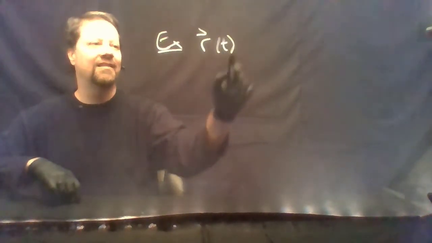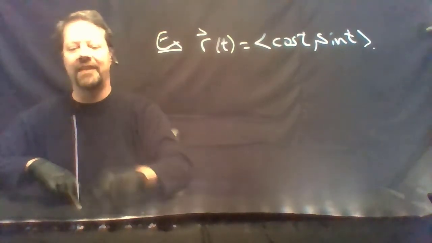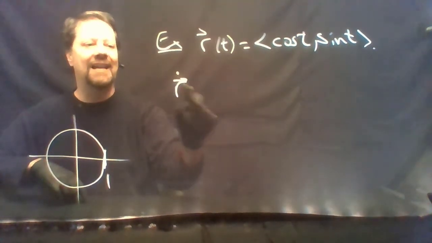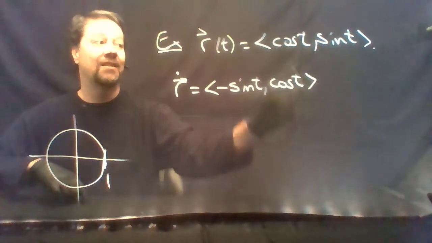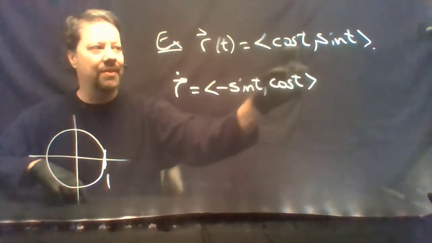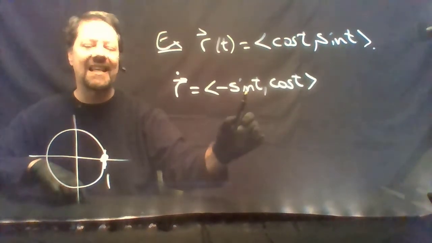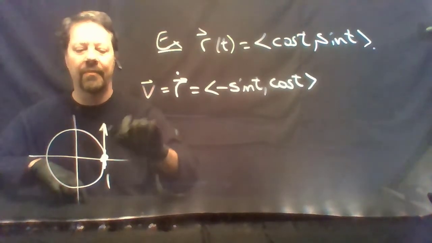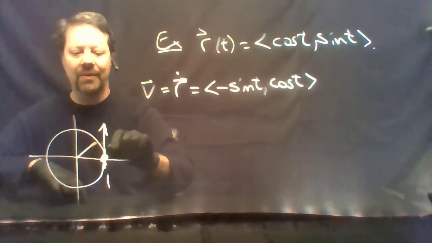Suppose our function is the circle, cosine t, sine t, circle of radius 1. Then what is r dot? Well, it's minus sine t, cosine t by the last theorem. Now let's think about this. At t equals 0, the position vector is 1, 0. That puts us right here. But at t equals 0, the velocity vector is 0, 1. Straight up.